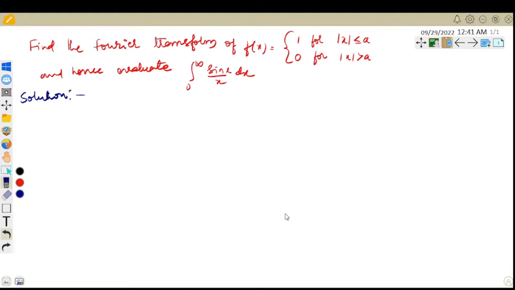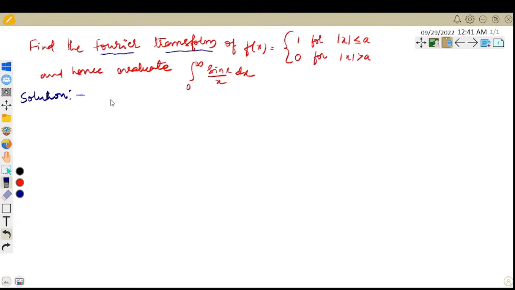In this video, we are going to discuss a Fourier transform. Fourier transform of a function f of x is equal to 1 for modulus of x is less than or equal to a and 0 for modulus of x is greater than a, and also evaluate integral from 0 to infinity sin x by x dx value.